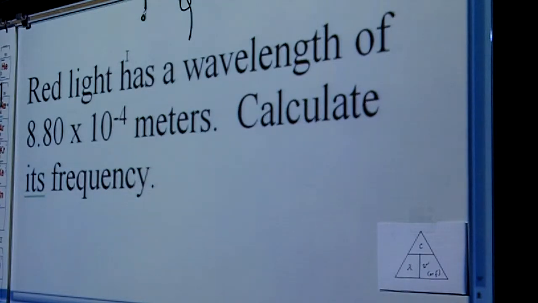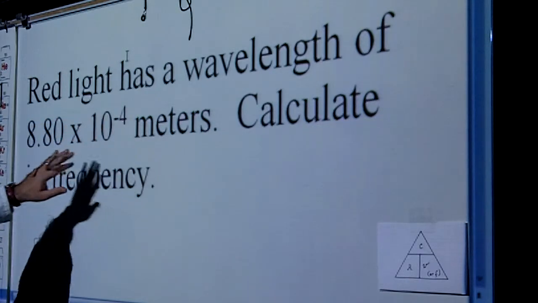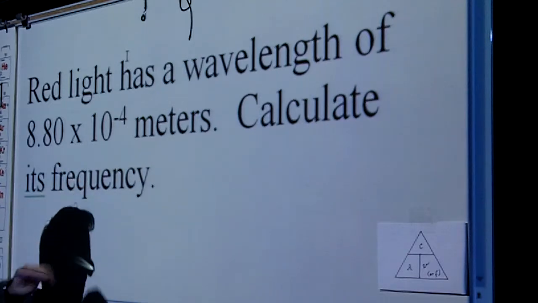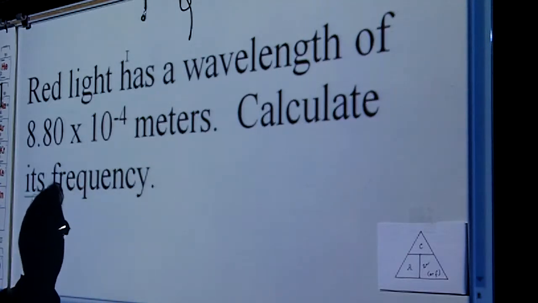Okay, I want to welcome you to the waves equation worksheet. Let's start with this problem here. It says red light has a wavelength of 8.80 times 10 to the minus 4th meters, and we want its frequency. We want to know the frequency.